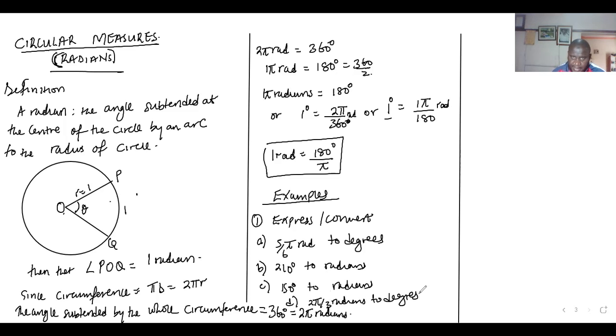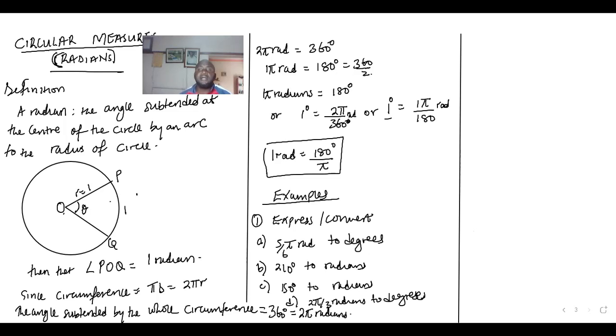So we are converting some of them from degrees to radians, others from radians to degrees, as we can see. Therefore, the first one, A, you're converting 5 out of 6 pi radians to degrees.